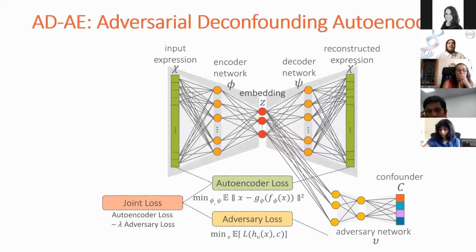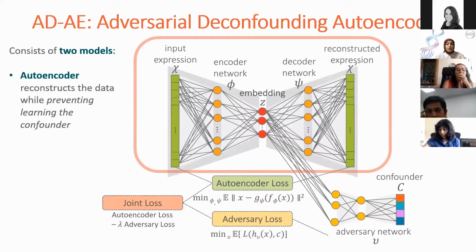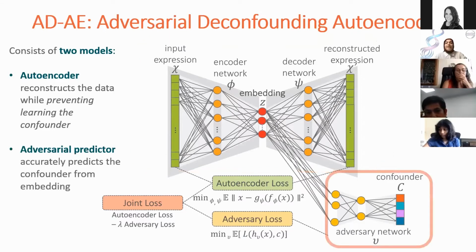So now let's delve into what ADAE actually is. Our model consists of two subnetworks. The first one is an autoencoder that learns an embedding such that it can reconstruct the original input features successfully. And the second model is an adversarial predictor that takes the embedding generated by the autoencoder as input and predicts the confounder variable. So the goal of this entire model is to learn an embedding that encodes as much information as possible while not encoding the confounding signals.